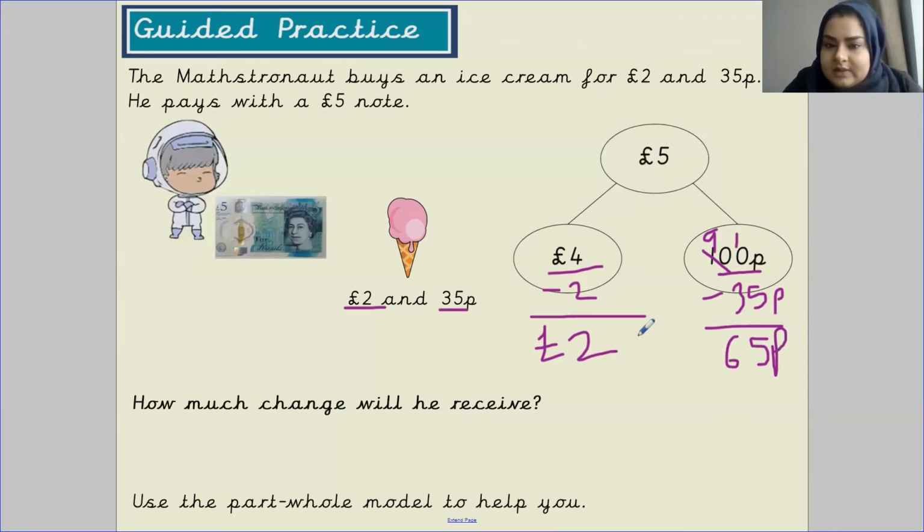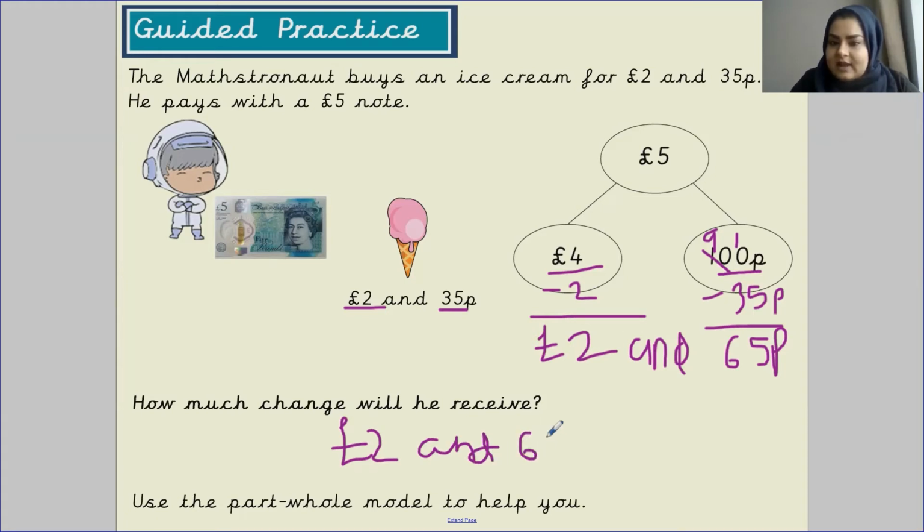So the mathstronaut gets £2.65 back. So he gets £2 and 65p. Okay, fantastic.